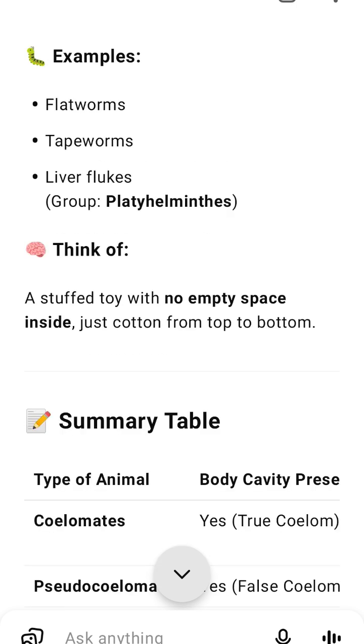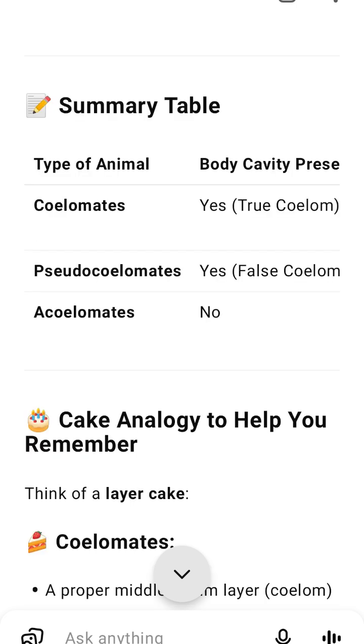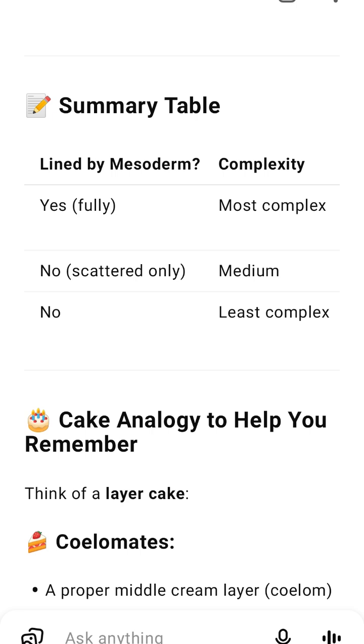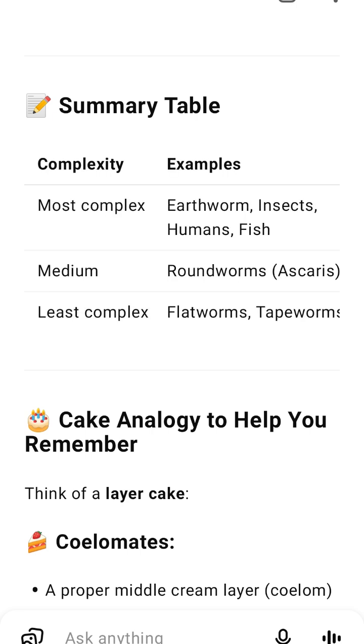Cake analogy to help you remember. Think of a layer cake. Coelomates: a proper middle cream layer, the coelom. Cream is fully spread and protected by cake layers, safe and soft inside. Pseudocoelomates: cream is there, but uneven and messy, not fully lined. Acoelomates: no cream at all, just solid cake, hard and tight.